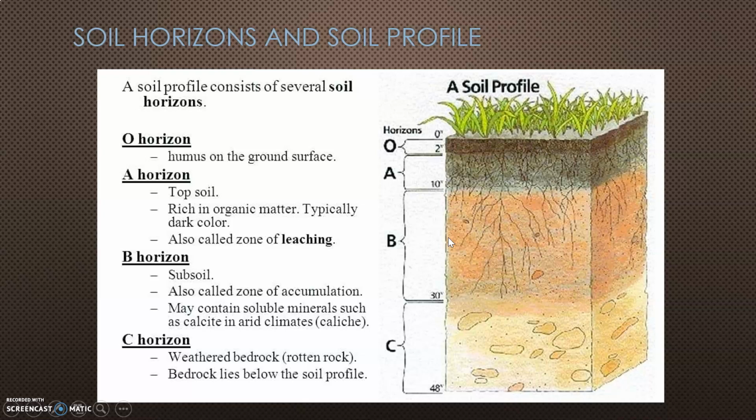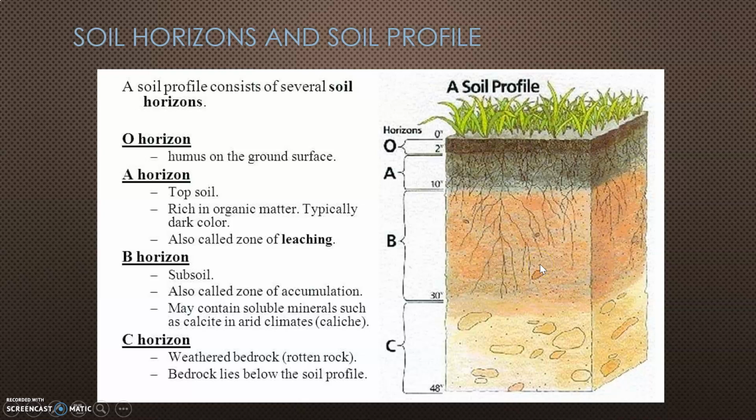The B soil layer is known as the subsoil layer. It's also called the zone of accumulation because basically all the rich organic matter from A is going to leach or move through and settle in B. So it's very soluble and it has lots of minerals such as calcite, which is very important in terms of growth. If you also notice, this is the last layer where plants are going to have their roots.